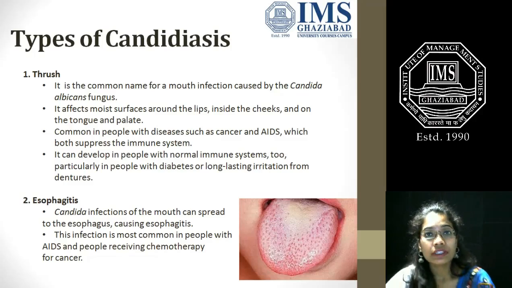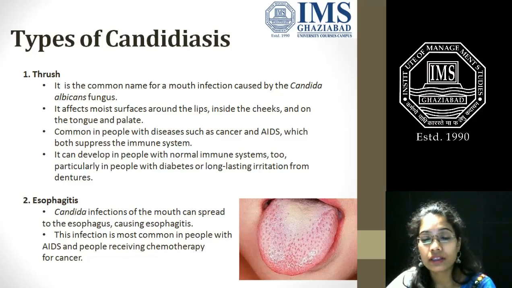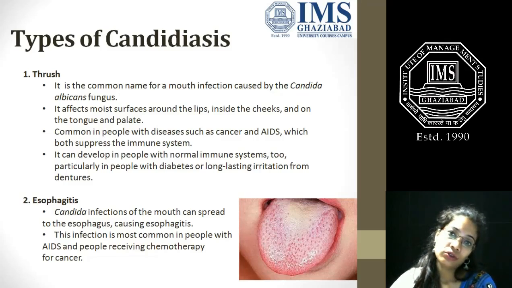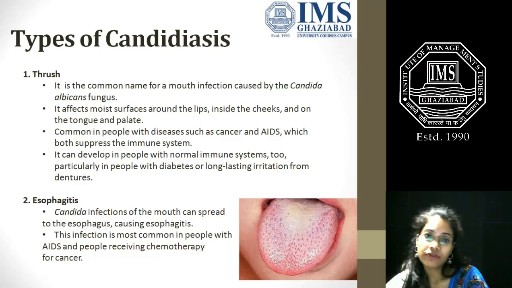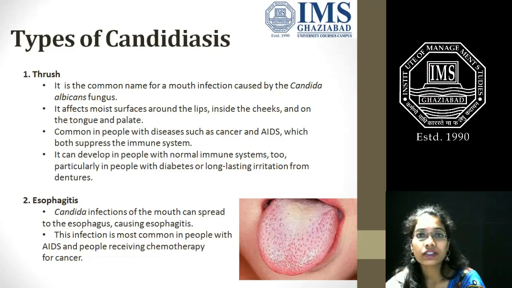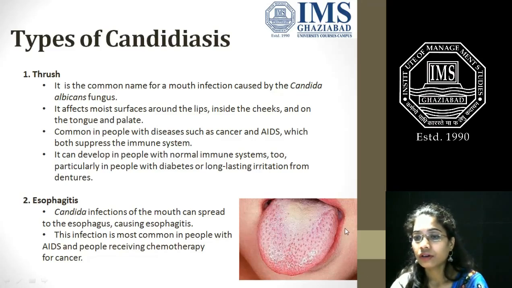Next comes esophagitis. Esophagitis, as its name suggests, is an infection in the esophagus. If the growth of this fungus occurs in the esophagus, or it travels from the mouth to the esophagus, it is termed esophagitis. Infection of the mouth can spread to the esophagus, causing esophagitis. This infection is mostly common in AIDS patients and people receiving chemotherapy for cancer. This is a general diagram of oral thrush. You can see here there is a presence of fungal growth on the tongue.